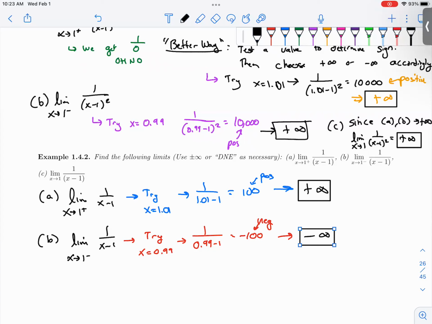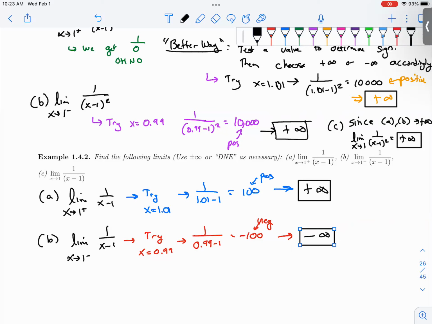And that's just a good reminder about this fact: when you square something and raise it to an even power, it makes it positive, right? So we need to be wary of that.